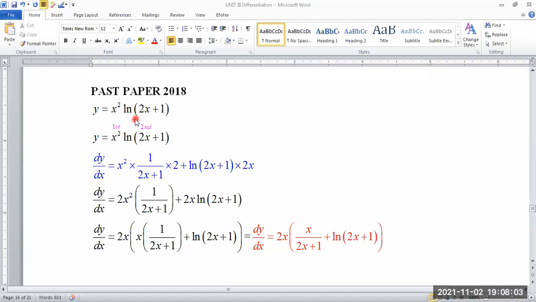Absolutely. Then, sir, which one is the first and which one is the second? Look at the screen. I am calling my x squared the first, and I'm calling my ln 2x plus 1 the second. Then, sir, all of this is one term by itself? Absolutely. Remember, when we speak about ln x, x can be anything. x can be a linear function, a quadratic function, a cubic function, an exponential function, it can be anything. All right? So it's the first and the second.